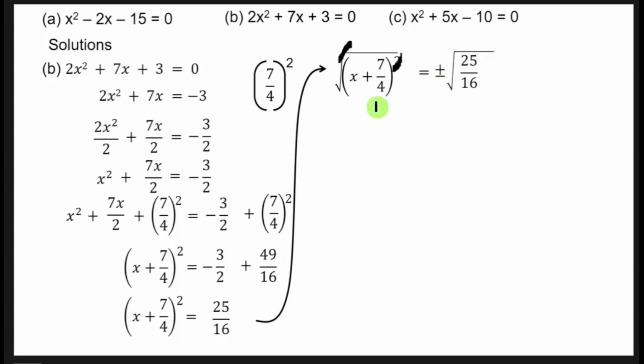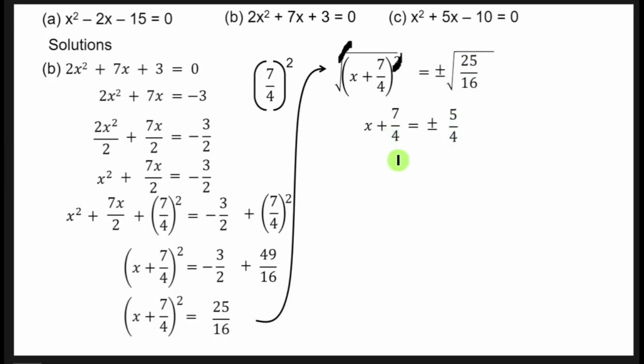All right, so from here, when you cancel this square and the square root, you remain with x plus 7 over 4 is equal to. Here what you are going to do is now square root individually. You write first this here, then the square root of 25, which will be 5, then the square root of 16, which will be 4. So we have 5 over 4 here.